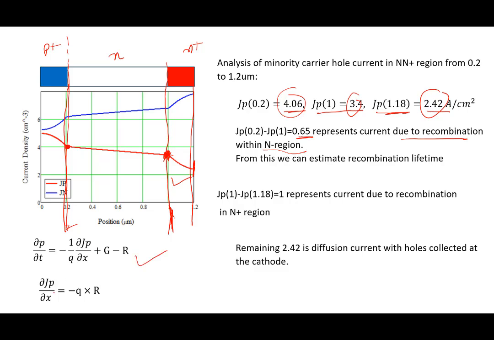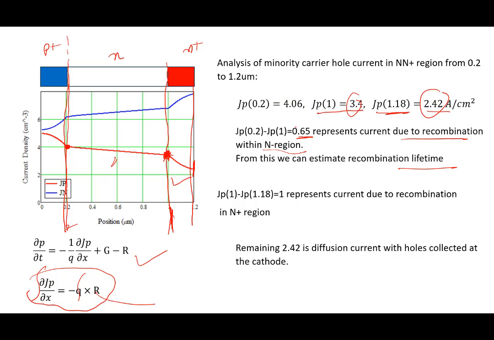If you apply the continuity equation, del Jp by del x is minus q into R, where R is recombination. So you can get the recombination rate in this particular region. You know the two ends of the current, so if you just integrate this, you will get the total recombination current. I'm not expecting you to, but there's a lot that you can do. You can get recombination lifetime and all those other things. What you are trying to get, looking at this data, is how much recombination is occurring.